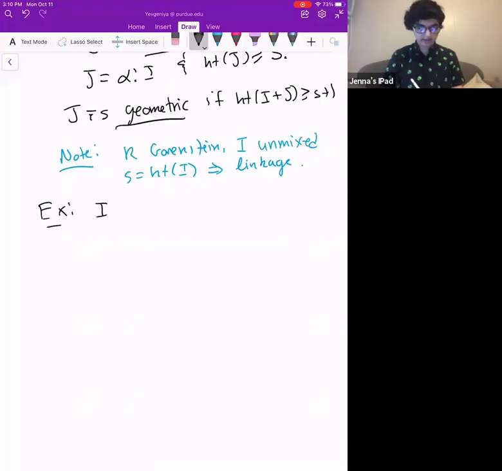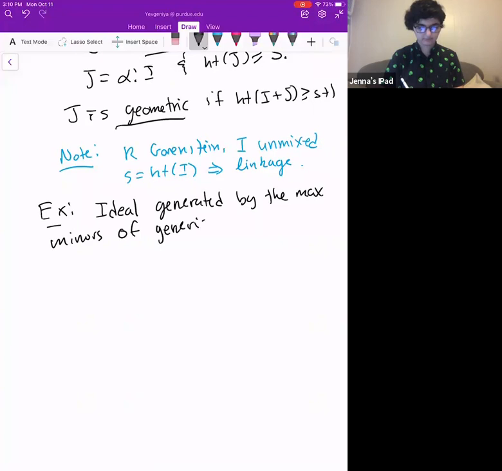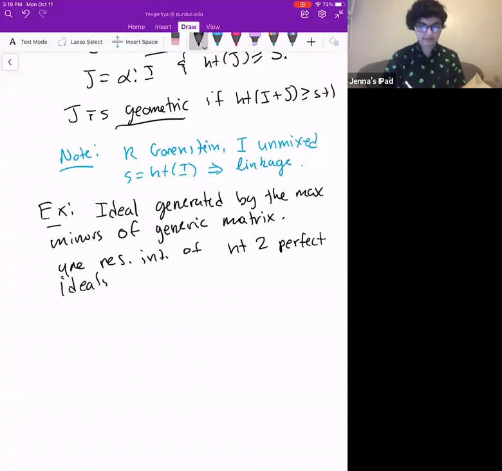So say we have an ideal generated by the maximal minors of a generic matrix. Then these ideals are residual intersections of height 2 perfect ideals. And this is a result of Huneke's from a 1983 paper.